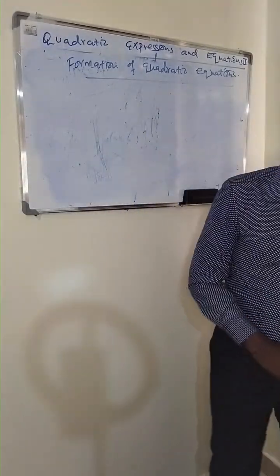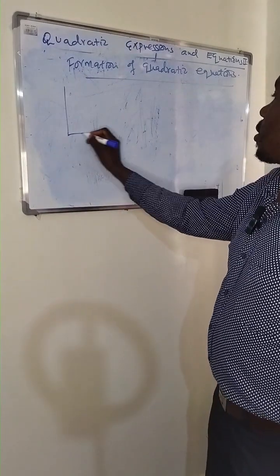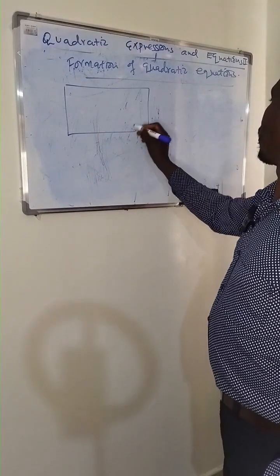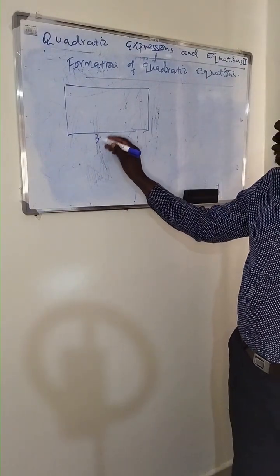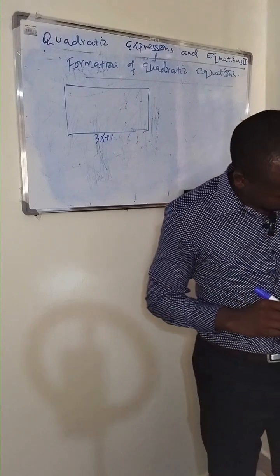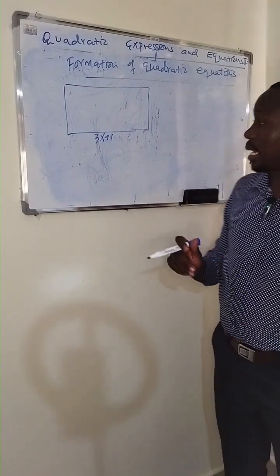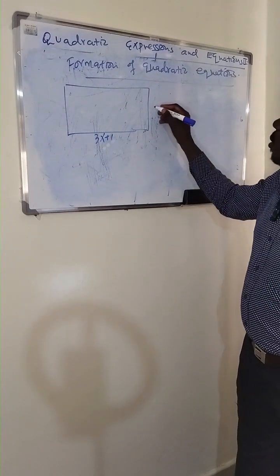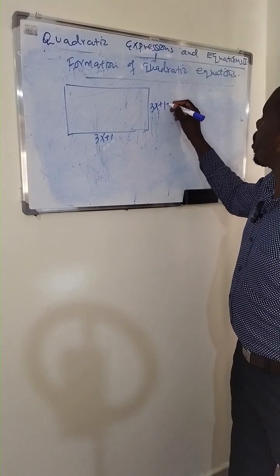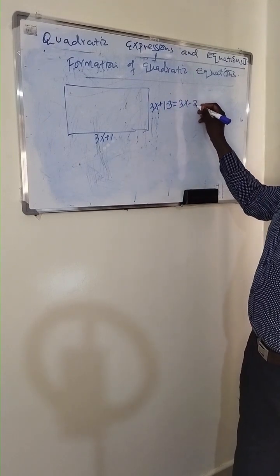For example, you're told that the length of a rectangle is 3x plus 1, and the width is 3 centimeters shorter than the length. So the width will be 3x plus 1 minus 3, which simplifies to 3x minus 2.